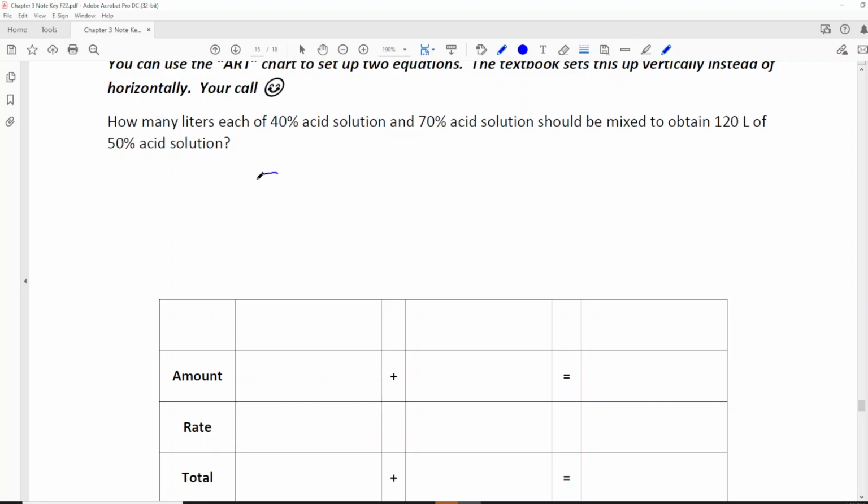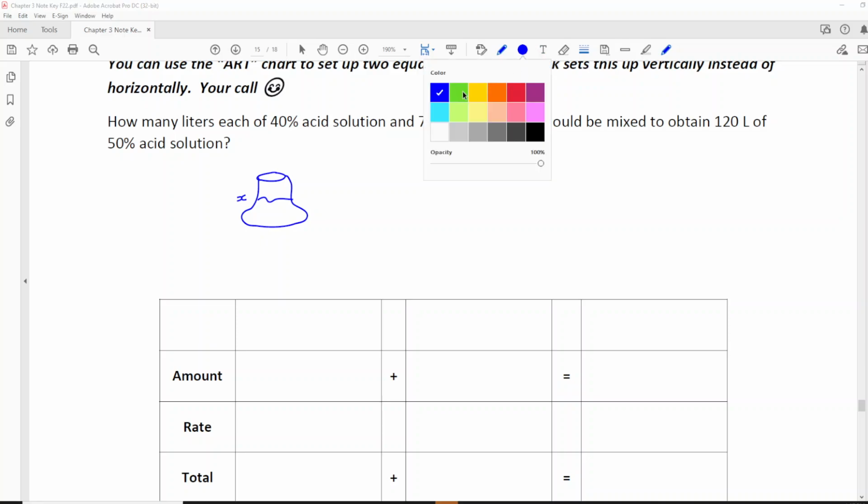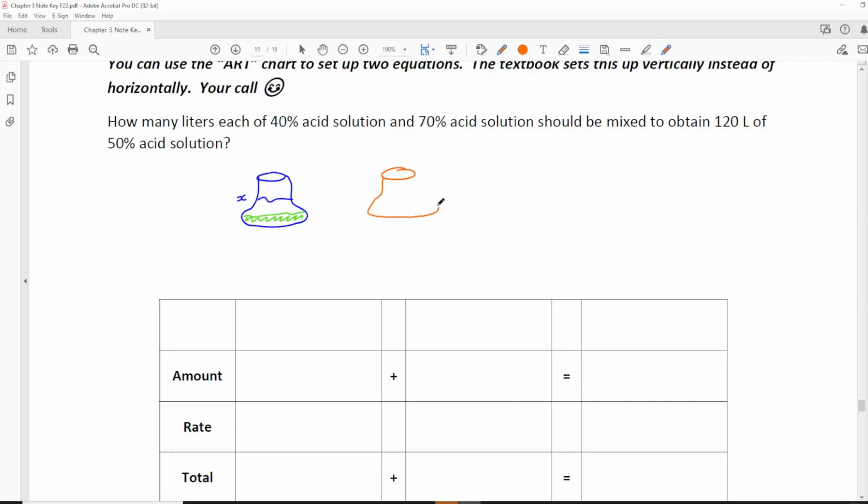In fact, if I showed you a picture of this, here's my 40% acid solution. I'm going to pour it into this nice little flask here. I have X amount. I don't know how many liters of the solution I have, but let's do acid in green. We know that 40% of this solution is acid. So I have X liters of the solution, and in the solution, 40% of it is acid. And then my next solution, same size. I have, let's say, Y amount of solution. I don't know how much, but I know that 70% of this solution is acid.